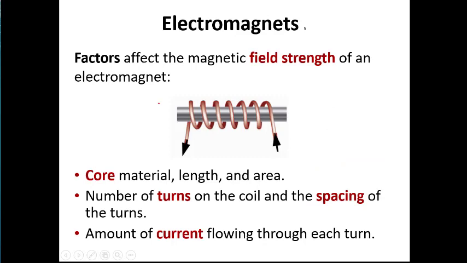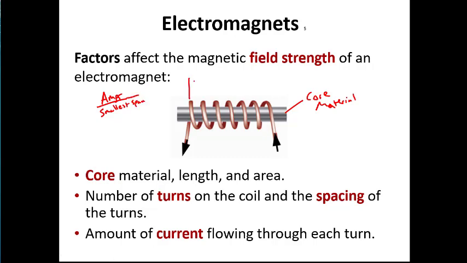Factors that affect the magnetic field strength of an electromagnet. The most important thing is the core material. If you have a good core material or a bad core material, that'll be the most important part of your magnet. Then the number of turns on the coil, the spacing of the turns, and the amount of current. Basically, the idea is we're trying to get as many amps in the smallest space.